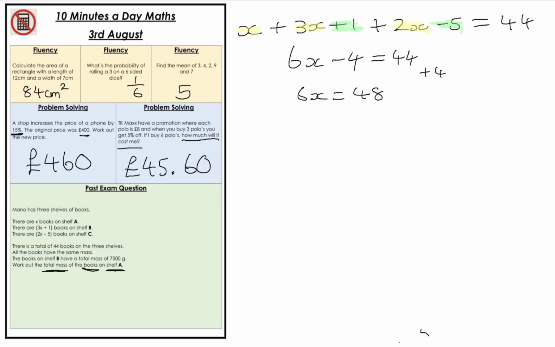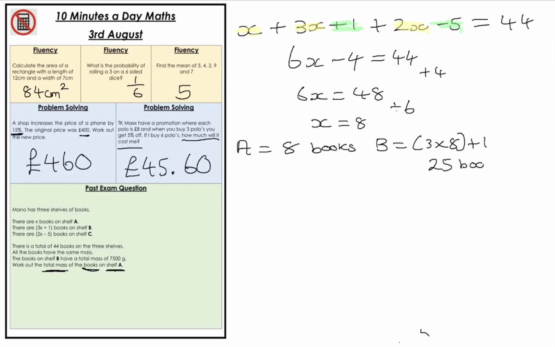And then in order for me to get the x on its own, I'm going to divide 48 by 6, which means x equals 8. So that means shelf A has 8 books. Shelf B has 3 times 8 plus 1. So 3 times 8 is 24 plus 1, which is 25 books. And shelf C has 2 times 8 minus 5. So 2 times 8 is 16. 16 minus 5 is 11 books.